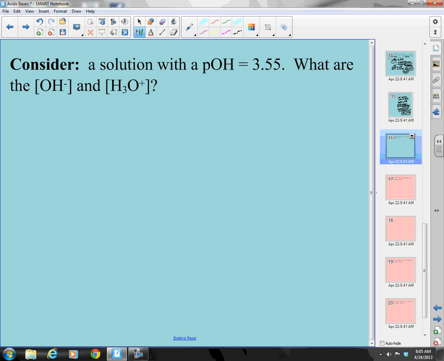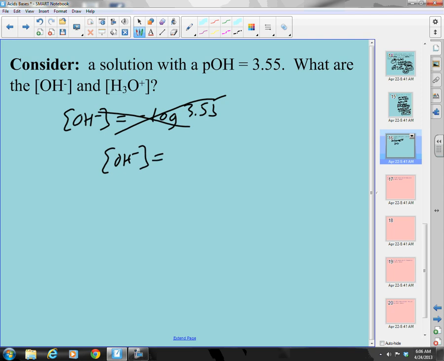Hey, I have a solution with a pOH of 3.55. I want to get my hydroxide, piece of cake, right? We know that, no, that's all wrong. We know that this is the right stuff, right? 10 to the negative 3.55. So let's take 3.55 negative, and I want to go find out 10 to that, and I get something like 2.8. How many sig figs? I have 2 decimals, so I can only have 2 sig figs, times 10 to the minus 4. Woohoo!